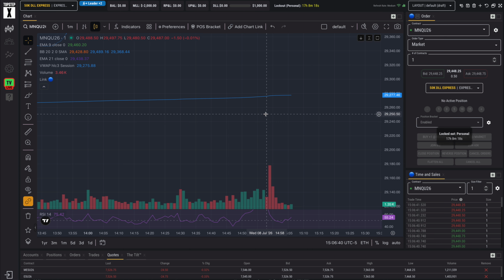But it's not magic, right? This indicator doesn't win 100% of the time, nor does any other indicator out there. There's no magic indicator that tells you when to buy and sell.